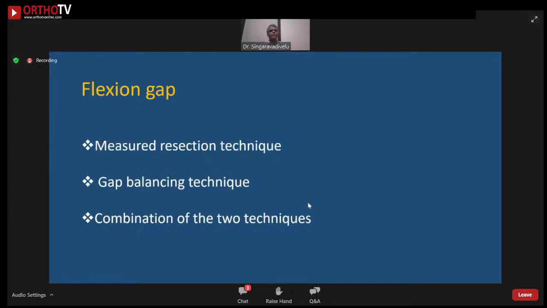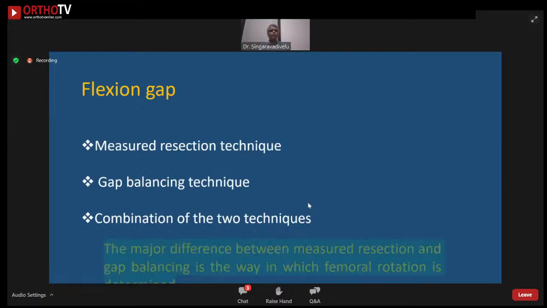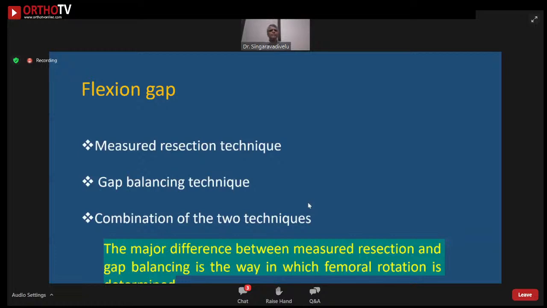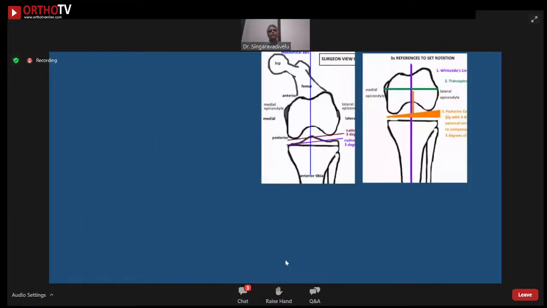So we normally combine both measured resection and gap balancing. You have to know both. The major difference between measured resection and gap balancing is the way in which the femoral rotation is determined, because this femoral rotation decides the equality, whether the medial and lateral spaces are equal. So that is what it decides.